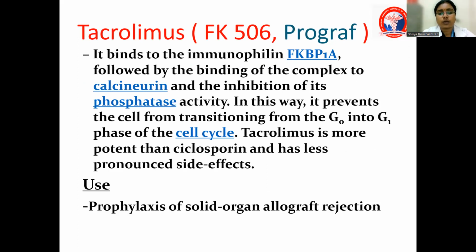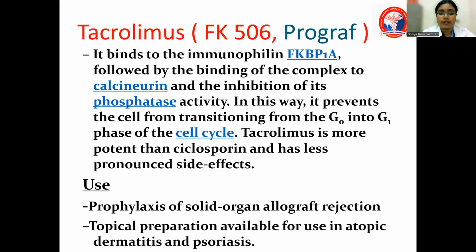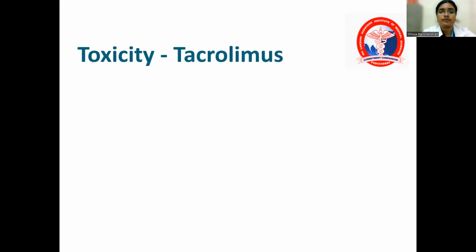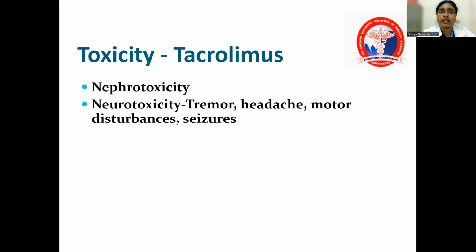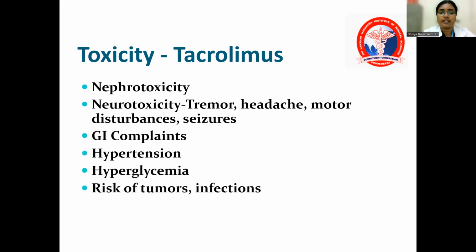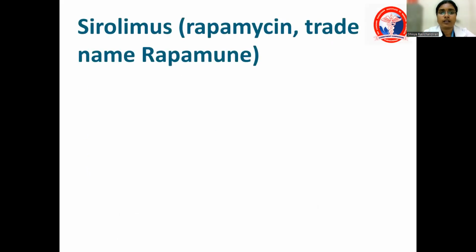Its use is mainly as prophylaxis for solid organ allograft rejection, and topical preparations are available for atopic dermatitis and psoriasis. So these are the two drugs which come under calcineurin inhibitors. Some of the toxicities of tacrolimus: they are highly nephrotoxic and neurotoxic, so it can cause tremor, headache, motor disturbances, and seizures. It can cause GI complaints, hypertension, hyperglycemia, and risk of tumors and infections on long use.